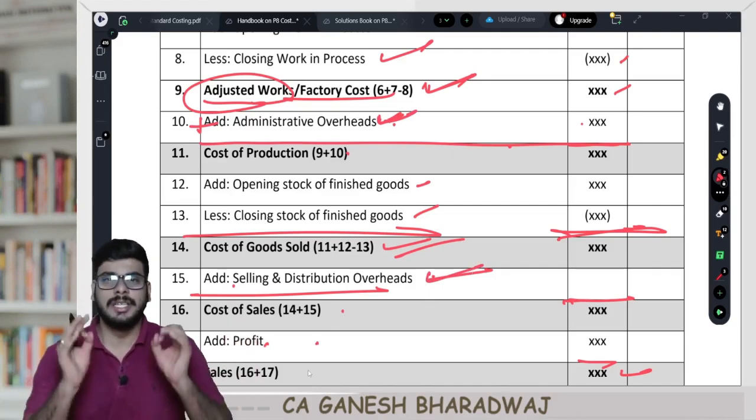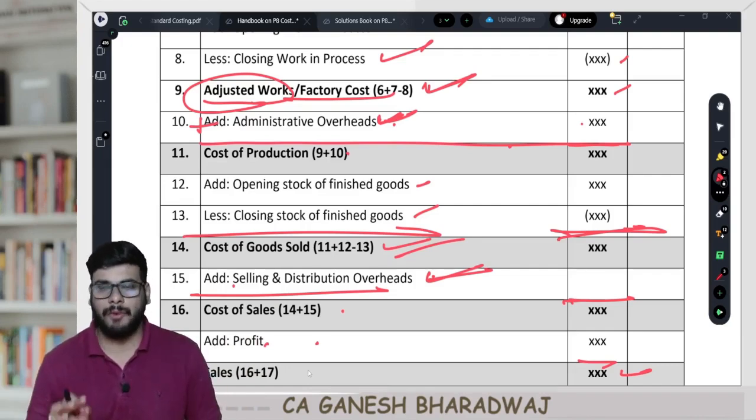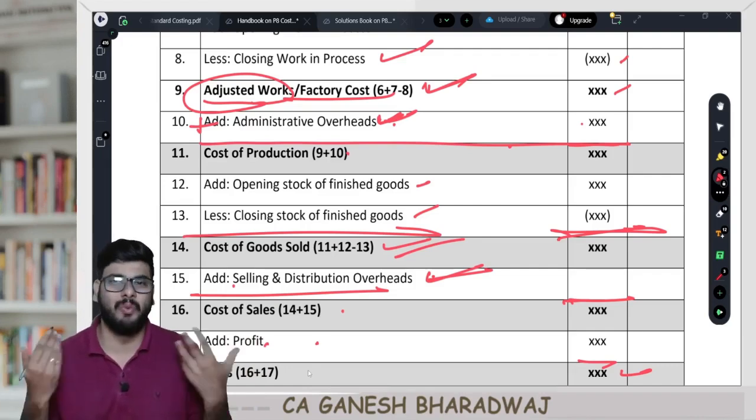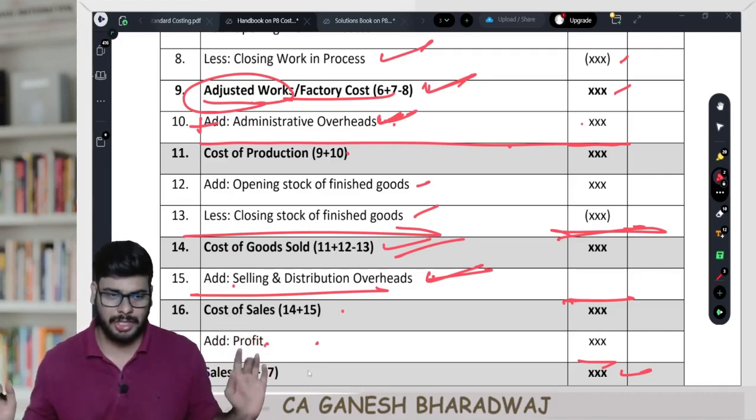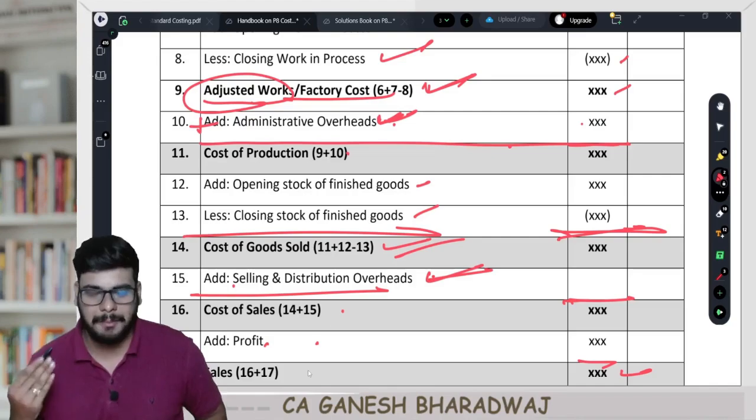Clear with this, guys? This is all about the format of cost sheet. Beyond this, what else is there, right? This entire chapter is being summarized now. This is all about this chapter. Please do not mug up.